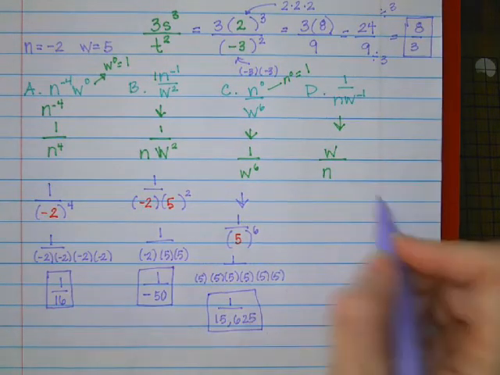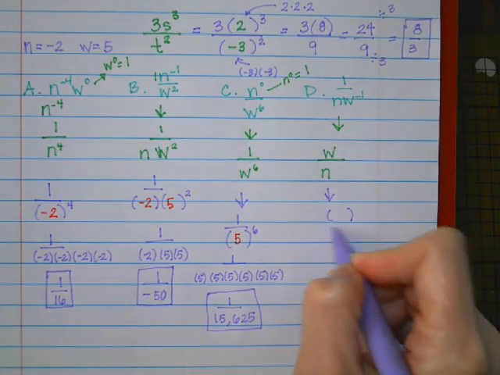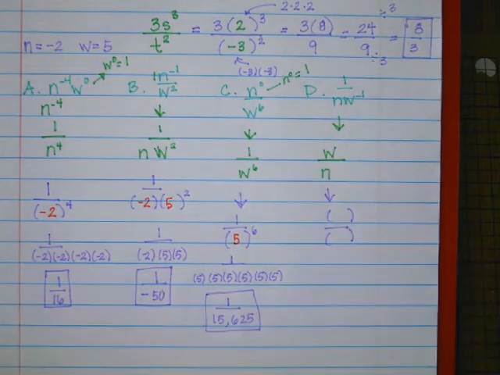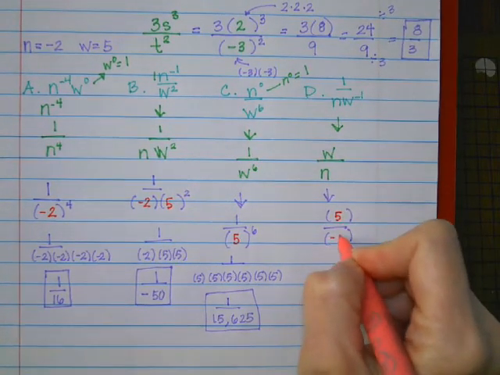Then we'll do the last one. So we've got W over N. And we're going to put in our values. W is equal to 5. N is equal to -2.